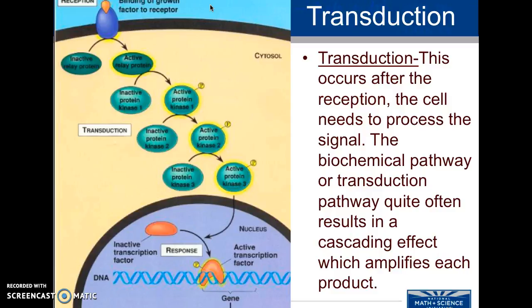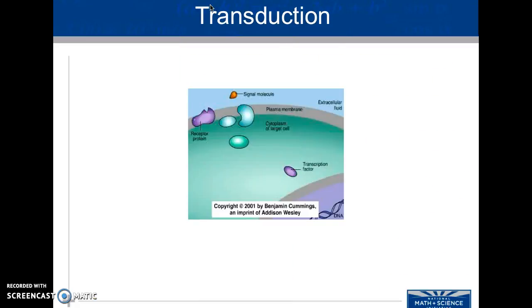Once we have that second messenger activate proteins, the cell needs to process that signal, and the biochemical pathway, called a transduction pathway, results in a cascading or domino effect, which ends up amplifying each product. So we get a lot of whatever product we are trying to make. In the image to the left, we probably have a G protein linked receptor. We see a bunch of relay proteins that are sending a message. The message ends up going into the nucleus. It's going to activate a transcription factor, which starts transcribing DNA, which is the product that we want at this point.